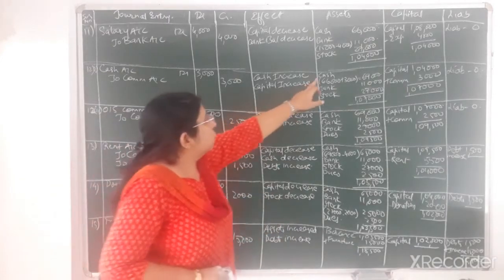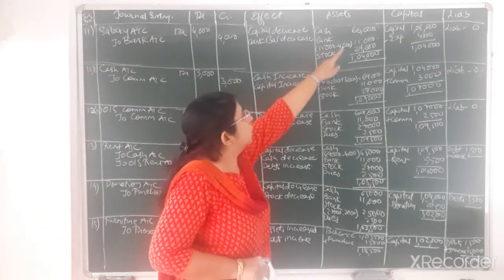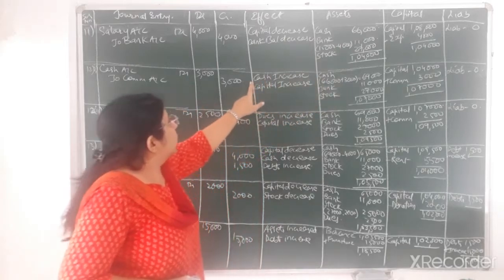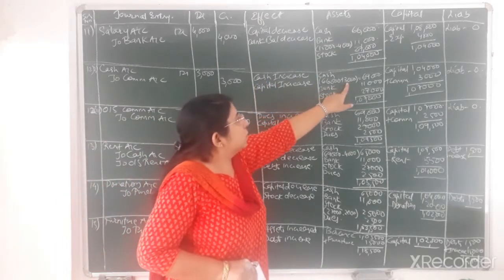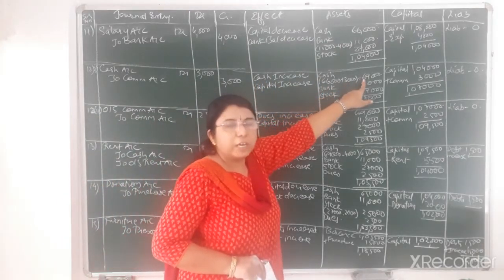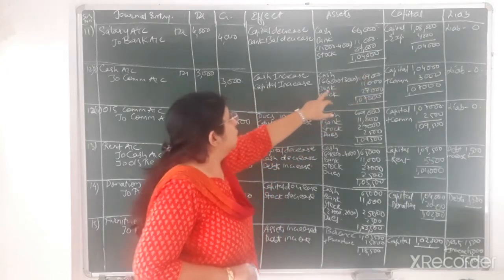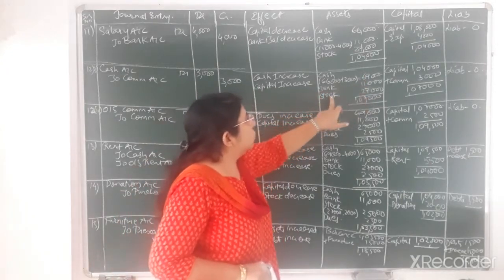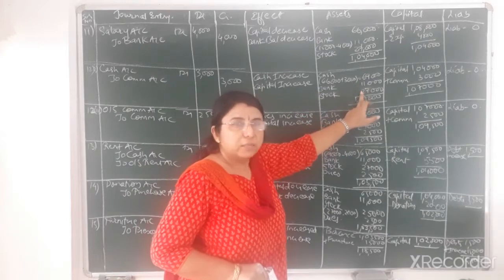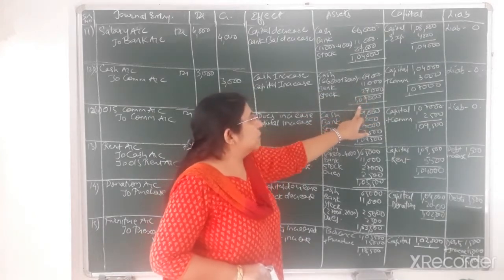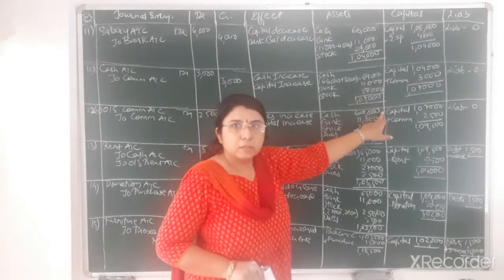Okay. So here you can see cash balance, previous transaction that was 66,000. Now cash is received, so cash balance is increased by rupees 3,000. So the new balance of cash is 69,000. In case of bank balance, as it is 11,000, stock also as it is, that is 27,000. So the total balance of assets would come to 1,07,000.